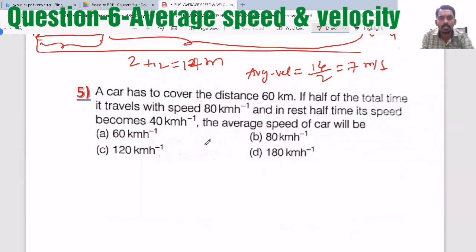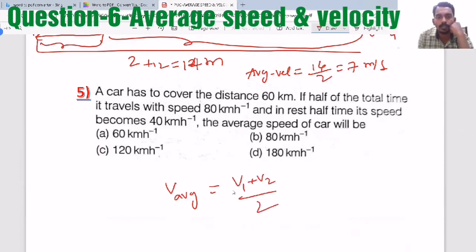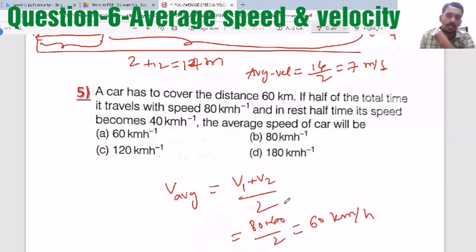Now one last and final question. A car has to cover a distance of 60 km. Half the total time it travels with one speed and the rest half time with another. So when you consider the half time principle, it is V1 plus V2 by 2. Already I said where V1 is 80, V2 is 40. So 80 plus 40 by 2, how much? 60 km per hour.